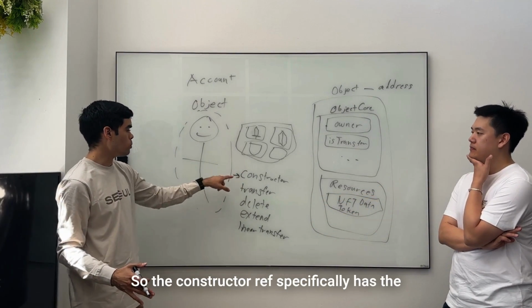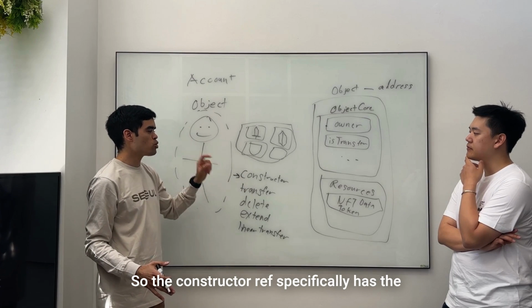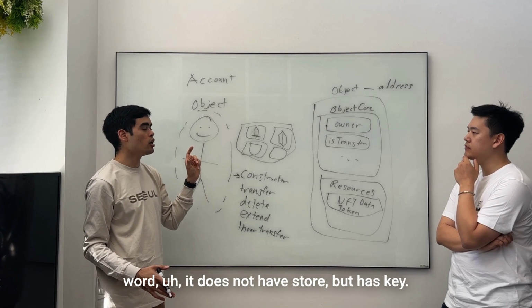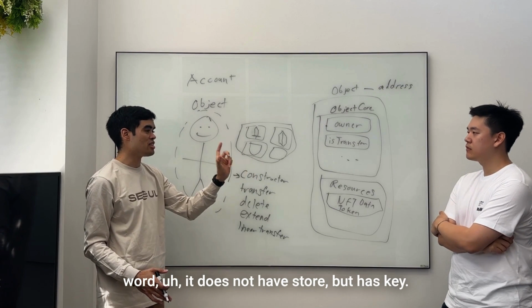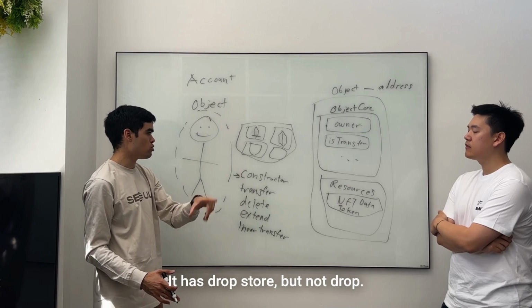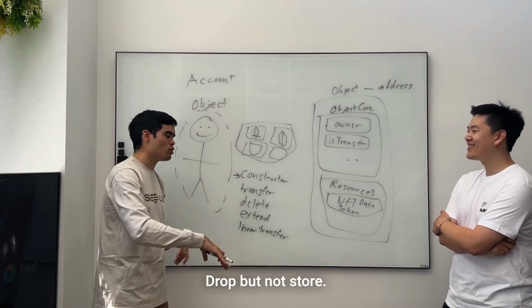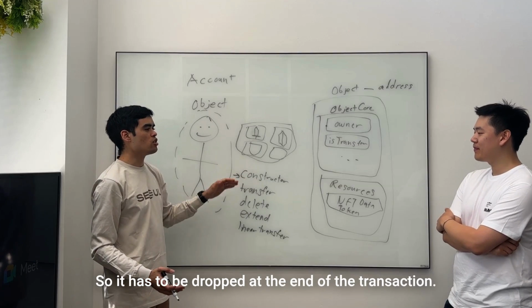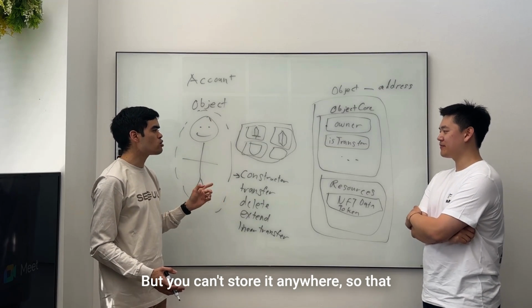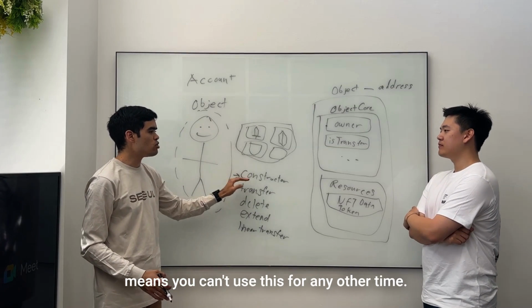I see. So the constructor ref specifically does not have store, but it has drop. So it has to be dropped at the end of the transaction, but you can't store it anywhere. So that means you can't use this for any other time.